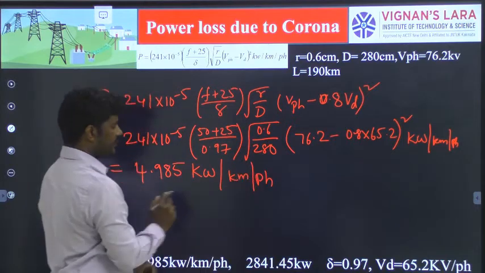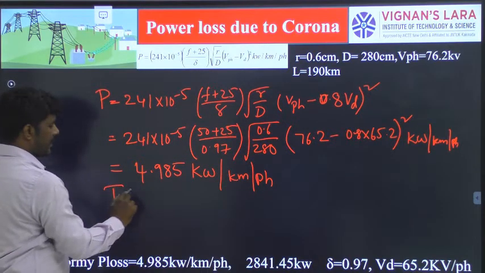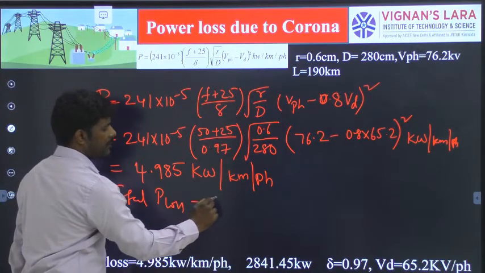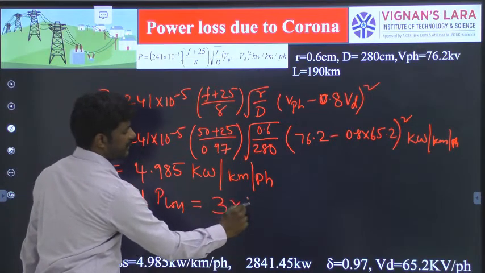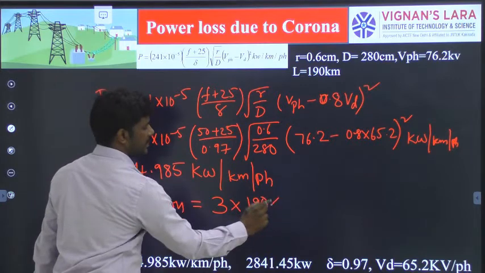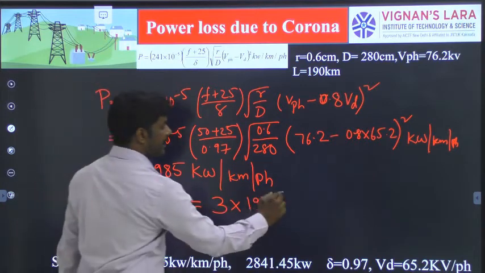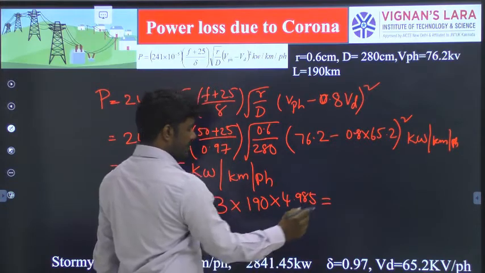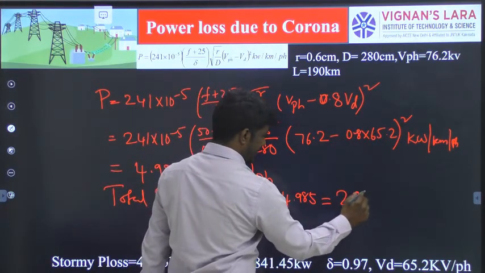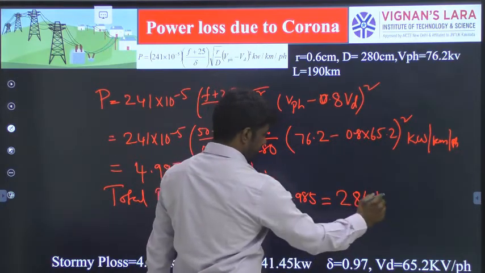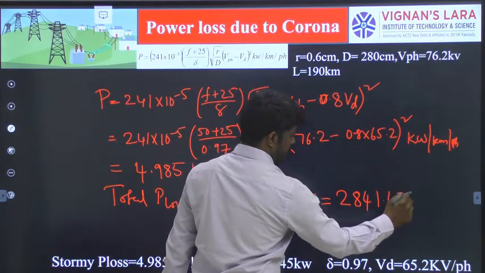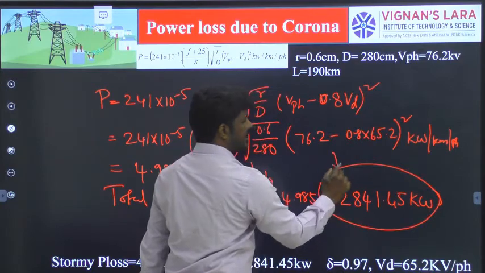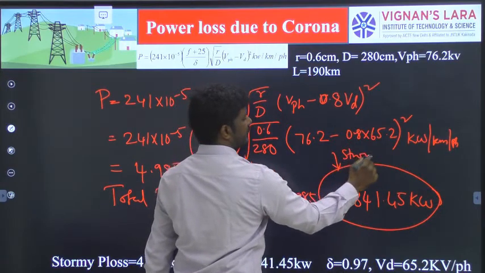Since we have 3 phases, to get the total power loss due to corona we multiply the per phase value 4.985 with 3 for a length of 190 kilometers. Then you can observe this much power loss in your calculator, whose value is 2841.45 kilowatts. Okay, this is under stormy weather condition.